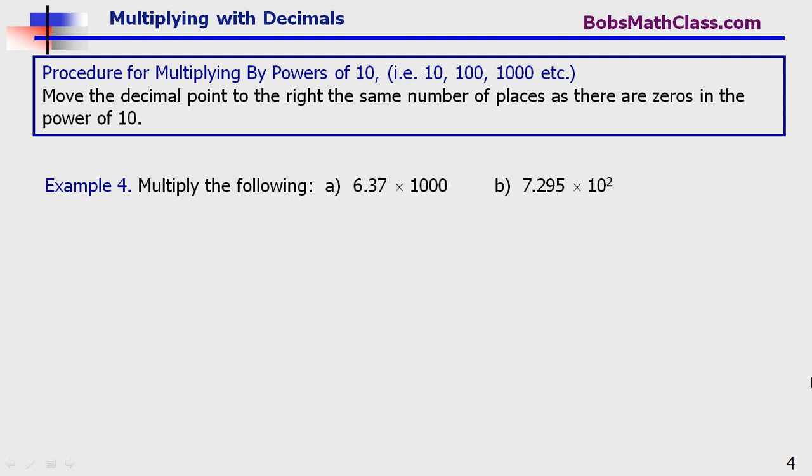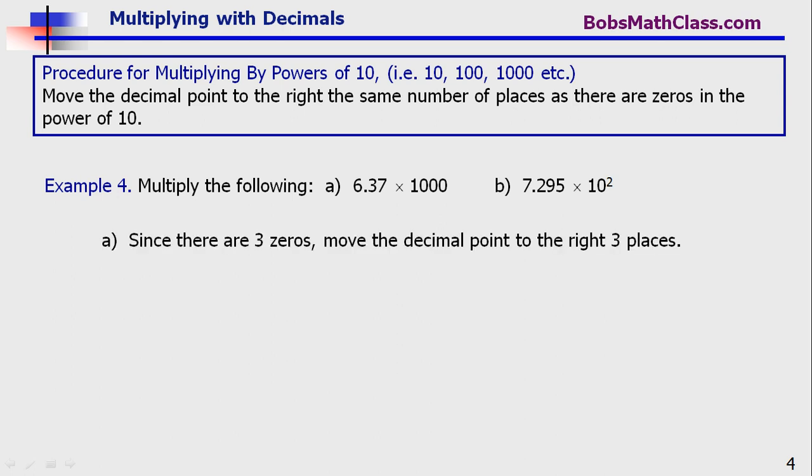Let's look at the first problem, 6.37. We're multiplying it by 1,000. How many places do we have to move the decimal point? There's 3 zeros, so we're going to move it 3 places. Since there's 3 zeros, move the decimal point to the right 3 places, so we're going to have to add a 0, so 6370.